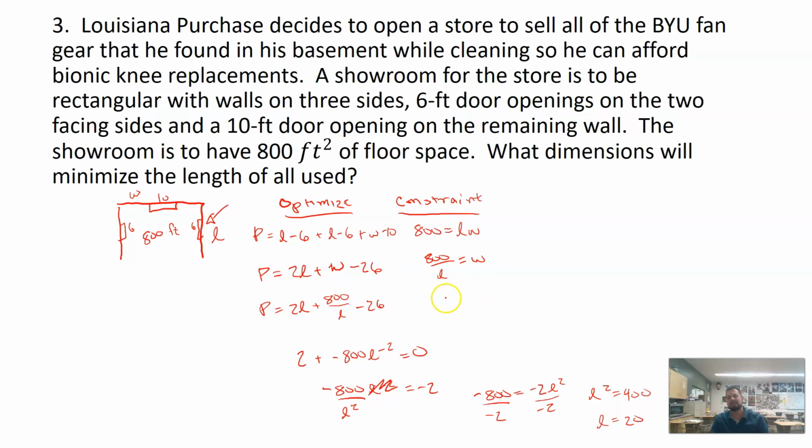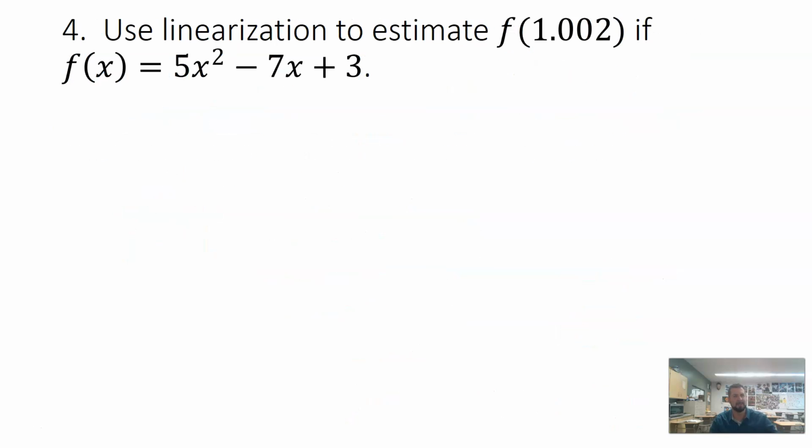Once I find that, I need to know what are the dimensions. I take that 20 and I plug it in to my constraint equation to find out what the width is going to be. So 800 divided by 20 gives me 40. So this room is going to need to be 20 by 40. That is how big the room is going to be to have all of these things be true. Okay? Hopefully that one again kind of made sense as well.